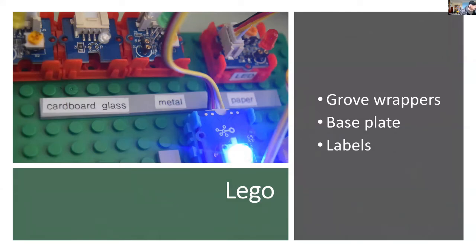And in my desktop prototype, I'm mounting everything. So the electronics that you see there has all been mounted on Lego wrappers or Grove Lego wrappers, and they fit nicely on a base plate. And I have also printed labels so you can clearly see on the prototype what each of the electronic modules or Grove modules is.